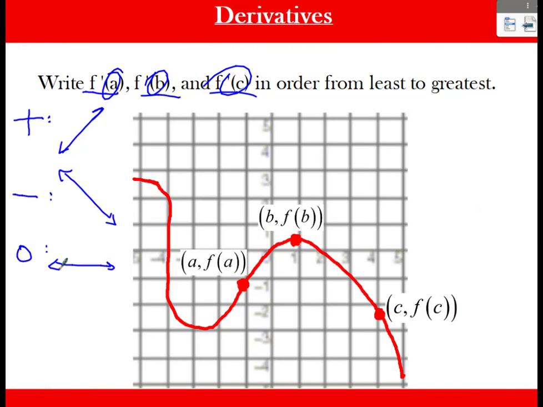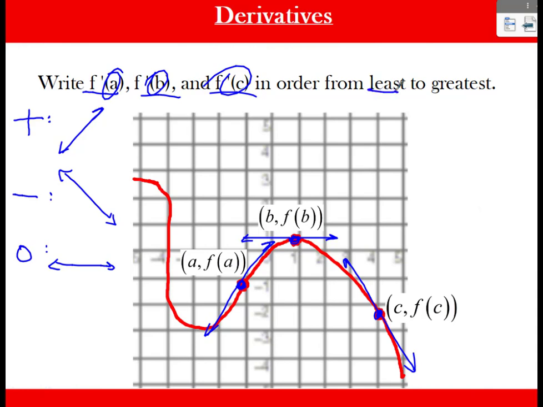So I'm going to sketch the tangent lines at each of these points. Here's A. It's going to look basically like this. Here's at B. It's the vertex of a parabola opening downward. Hence, it's going to have a horizontal tangent line. And here's the tangent line representing the slope of the function at C.